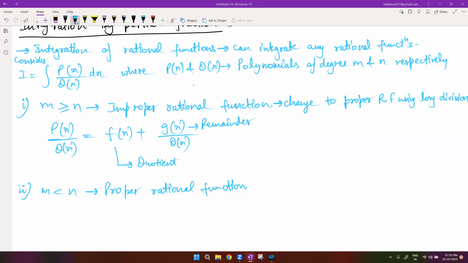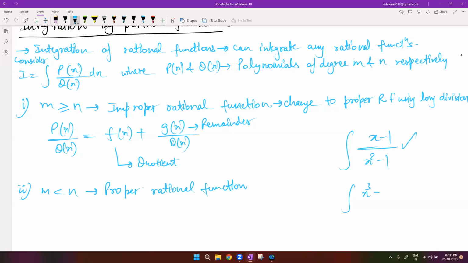qx is divisor. That means there will be an expression like x minus 1 upon x square minus 1. Okay, so in this case qx is x square minus 1, but this is a proper rational fraction, right? So we don't need to do long division.